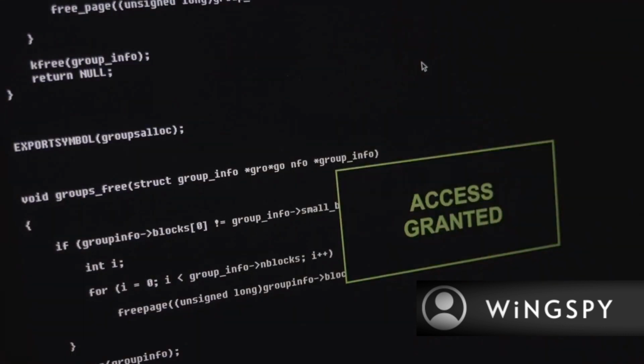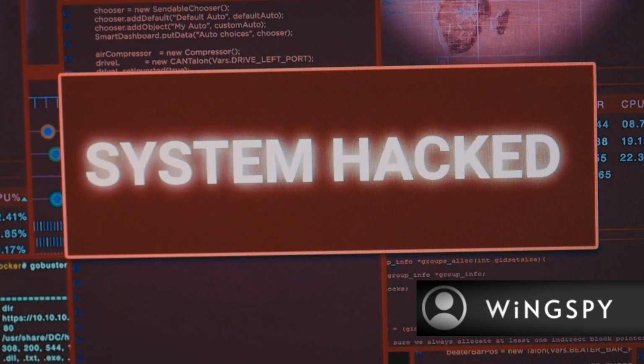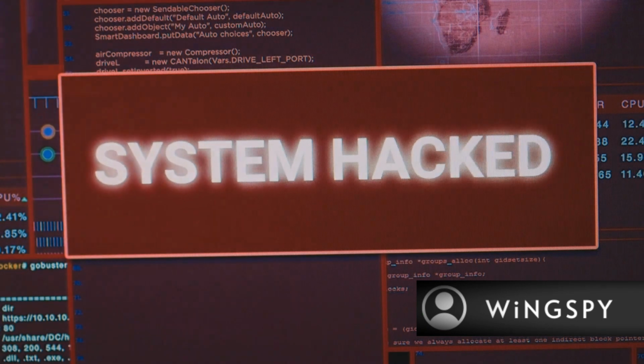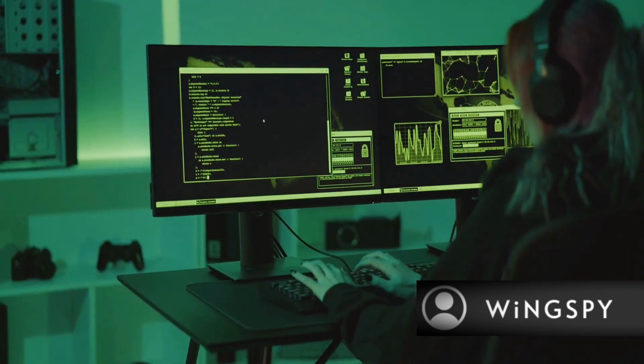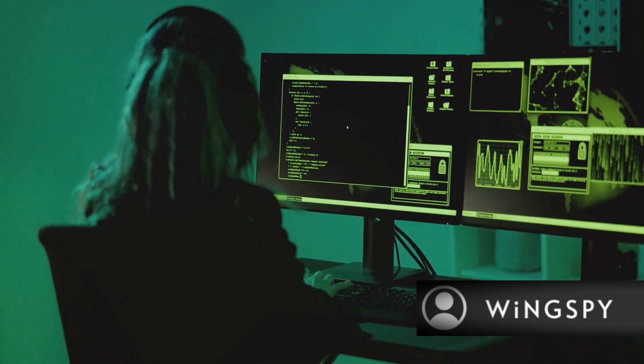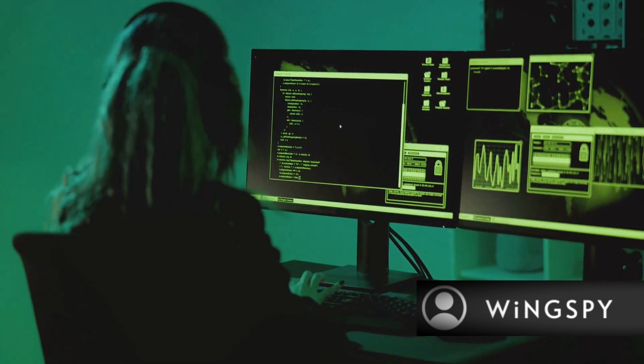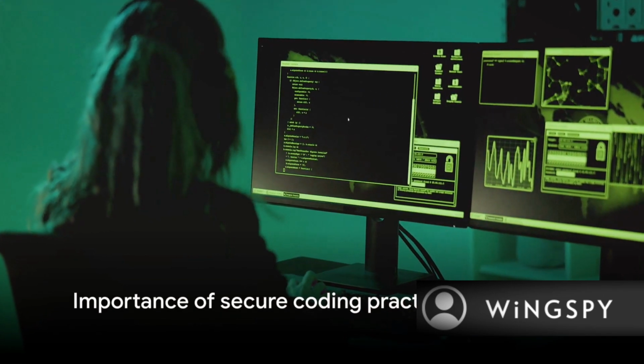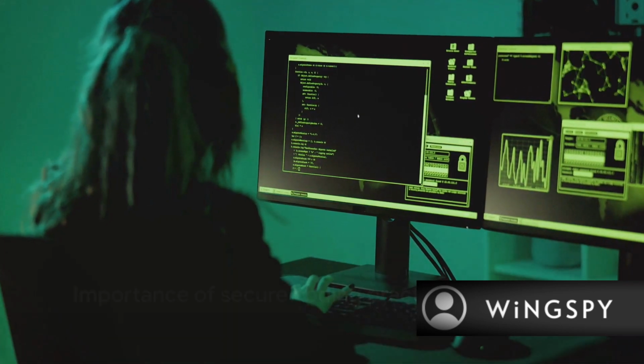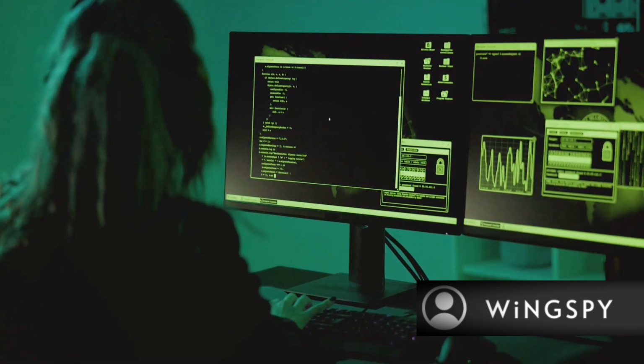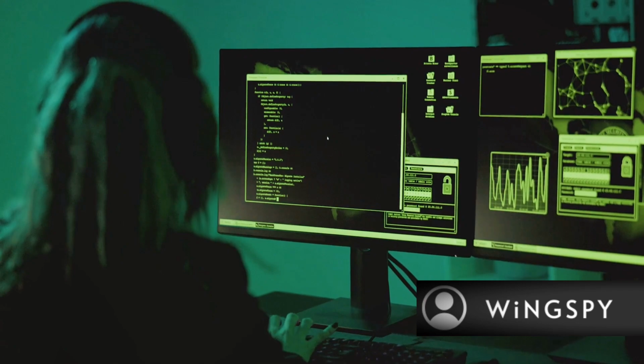Now, why should this matter to you? Well, Python exploits can lead to damaging consequences, from data breaches to system crashes. Therefore, it's crucial to understand these vulnerabilities and how to prevent them. In essence, secure coding practices aren't just a good idea, they are a necessity. Neglecting these vulnerabilities could put your entire system at risk.